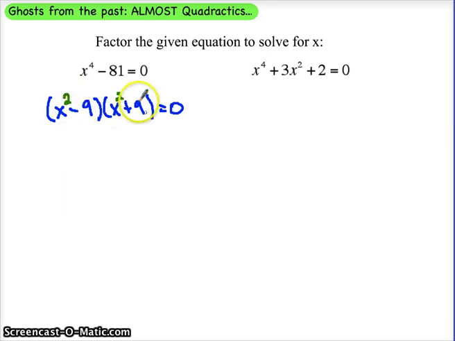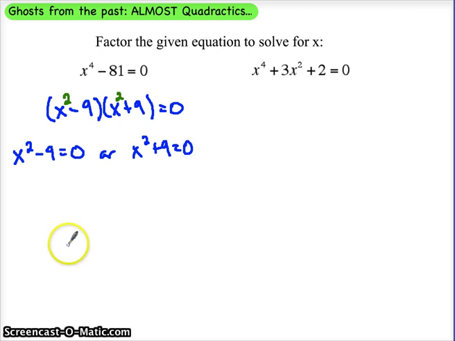But now I got two things multiplied equal to 0. So using my zero product property, I can split that up. I don't need that parentheses, so I'm going to get rid of that real quick. I can split those up, though, and make that x squared minus 9 equal to 0, or x squared plus 9 equal to 0. I can factor again over here at the left if I'd like to, or I can just solve.